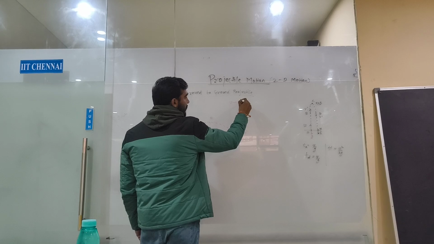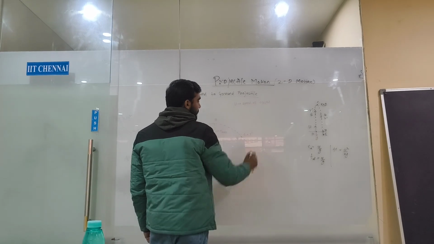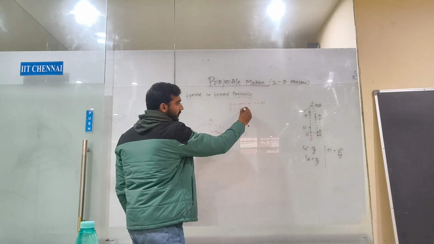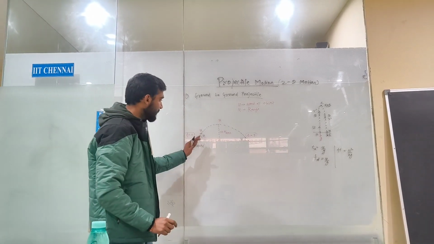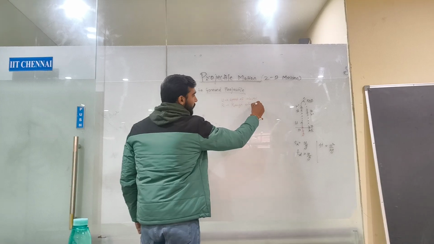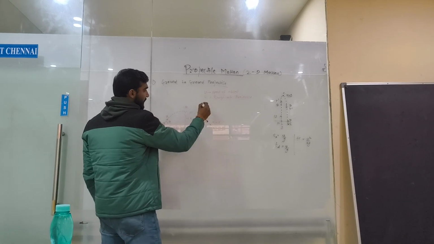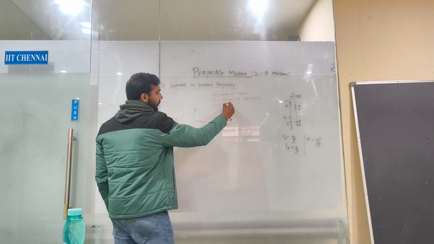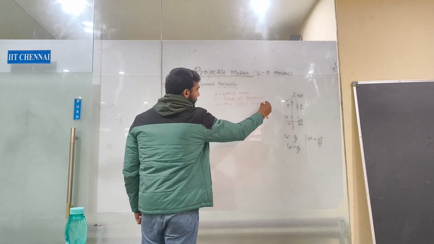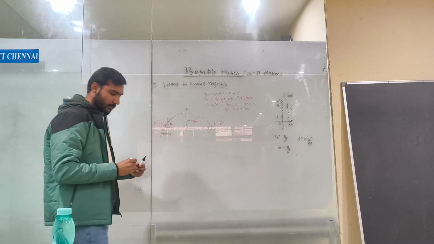It is the speed of the object. What is r? This r is the range. When we throw an object, it will cover some distance on the x-axis. This is the range of the projectile. And h is the maximum height achieved by the projectile. Yes or no?